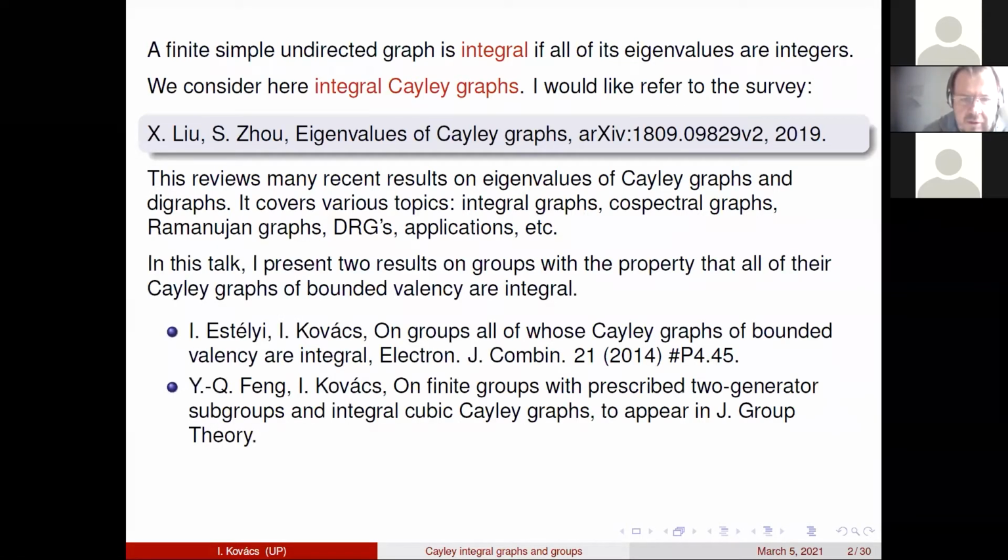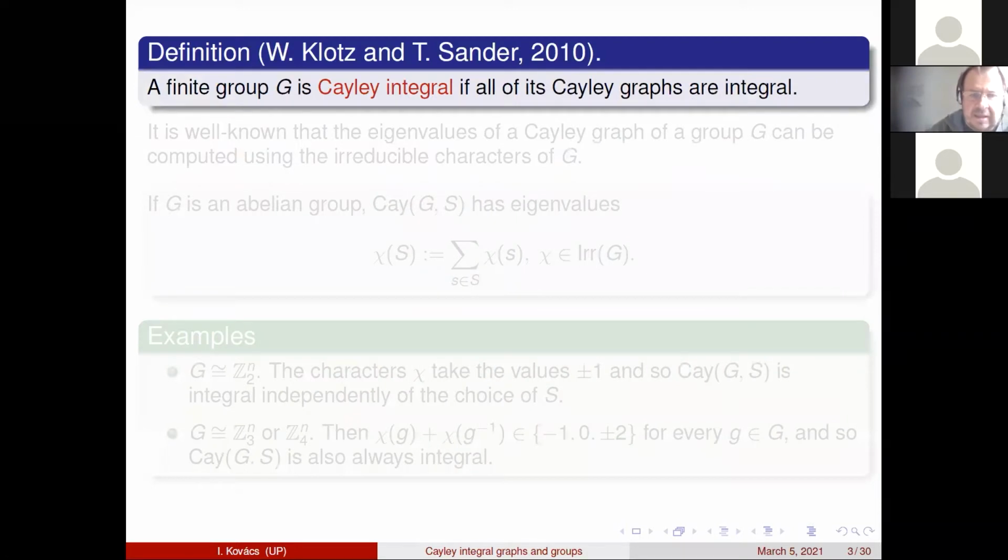Here, I will talk about results on groups with the following property: all of the Cayley graphs of bounded valency are integral. The first result was published with my former PhD student. The second one is new, and it will be published this year. Our motivation for this research was the following definition: a finite group G is called Cayley integral if all of its Cayley graphs are integral.